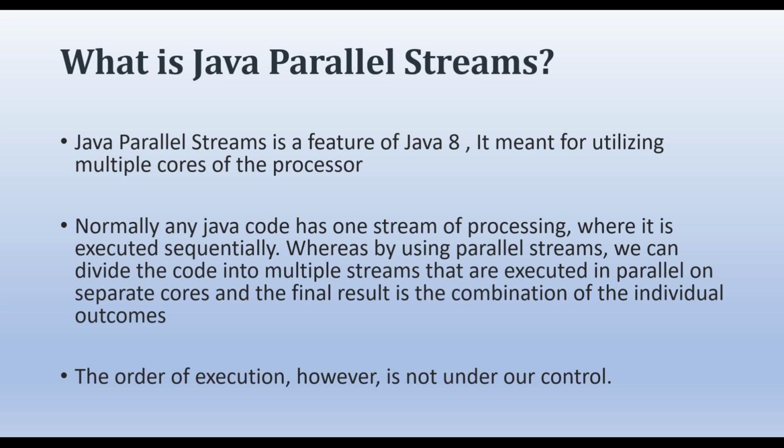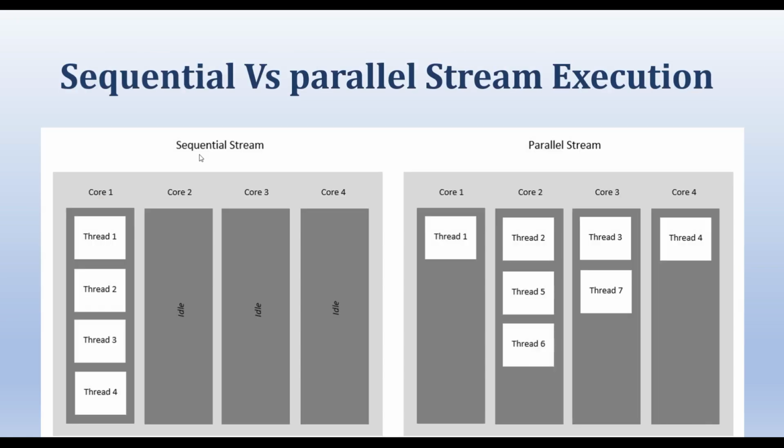And the order of execution in parallel stream is not sorted. However, it's not in our control. So as the single task will be executed by multiple threads, we cannot predict the order of execution. Now, if you can see this diagram, in the flow of sequential stream, the task will be executed by multiple threads, but it will always execute in a single core.